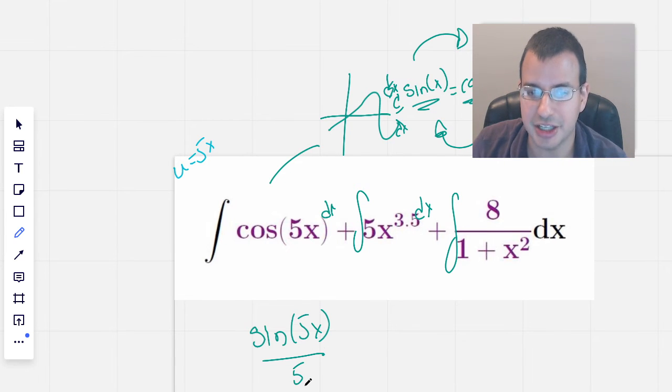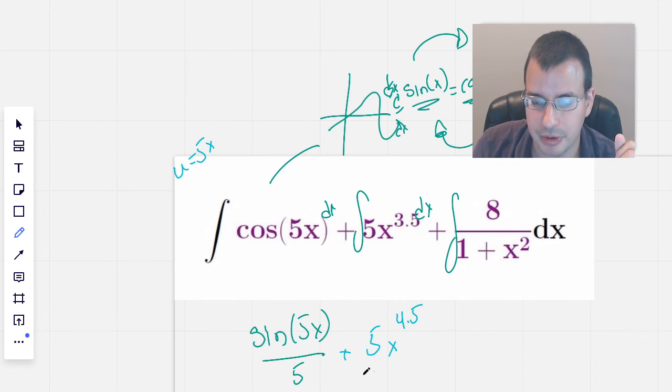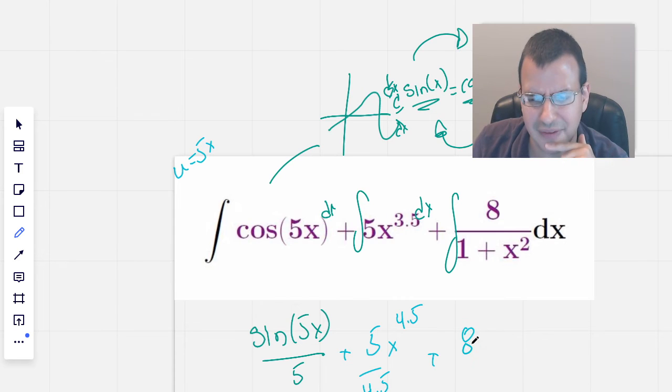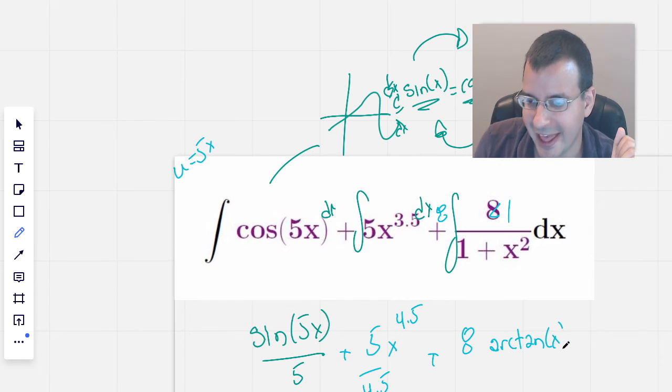So sine of 5x over 5 plus 5x, I'm going to call this the 4.5, which is the power rule: x to the 4.5 over 4.5, not too bad. And then this one, you just kind of have to know it. I'm going to factor out the 8, and then we're left with 1 over 1 plus x squared, which I know is arctangent of x.